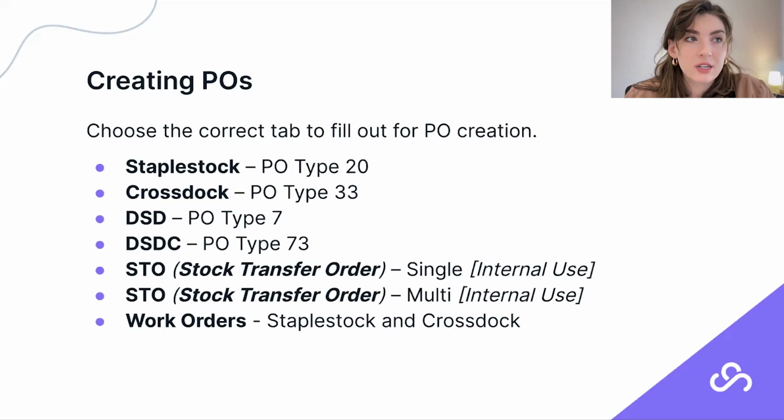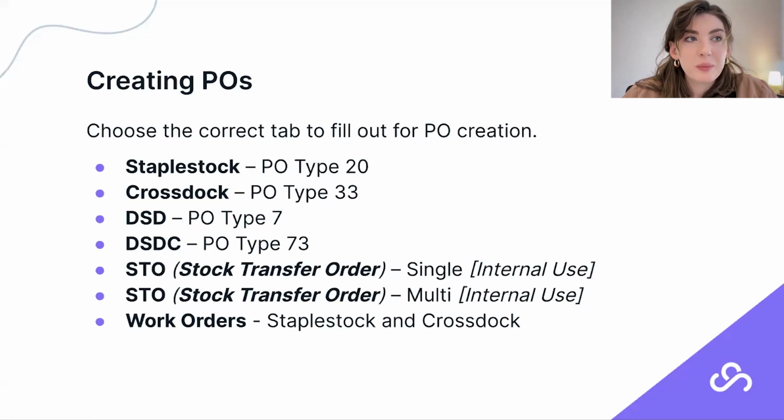Staple stock is going to create POs by warehouse number, and that's going to be for domestic suppliers. Cross stock, if you're familiar with that term, is actually going to create POs for store specific orders, or SSOs, at the warehouse level, so it will flow through a warehouse. They'll go directly to a Walmart store, but they will flow through a specific DC that is for Walmart. And then you've got DSD and DSDC.